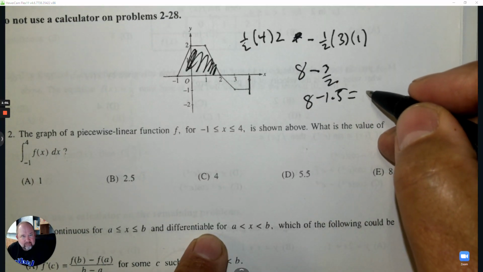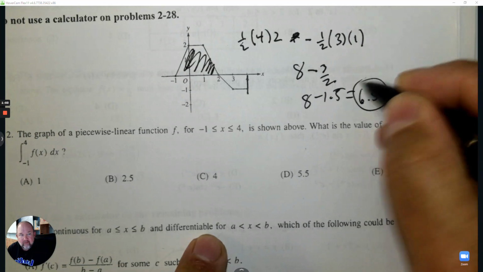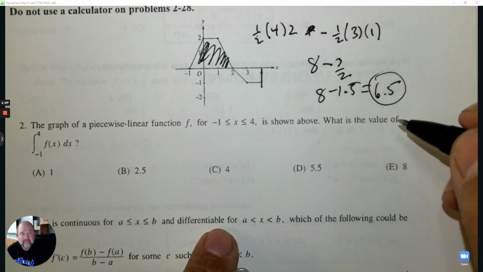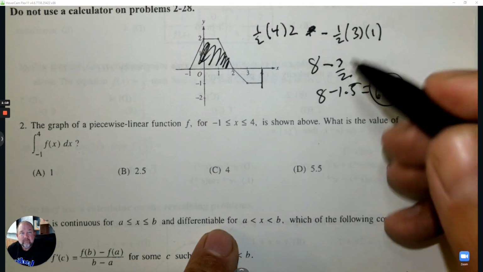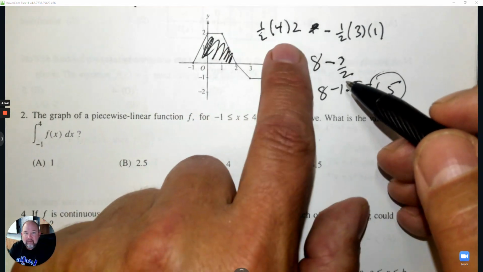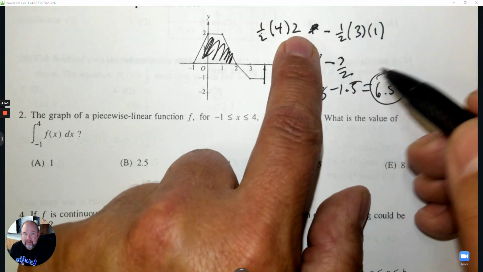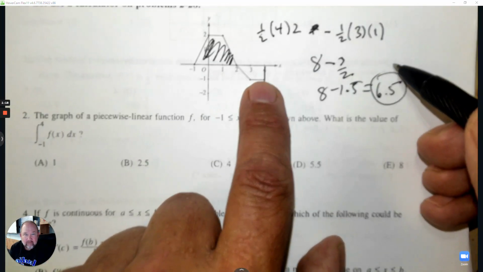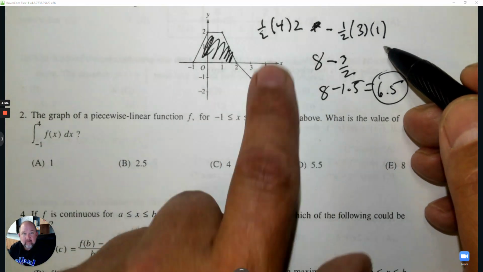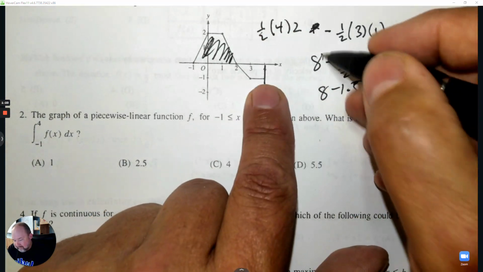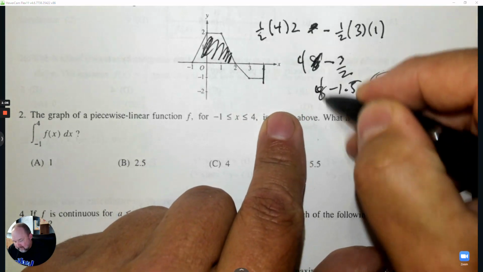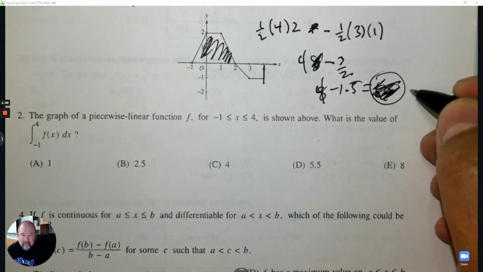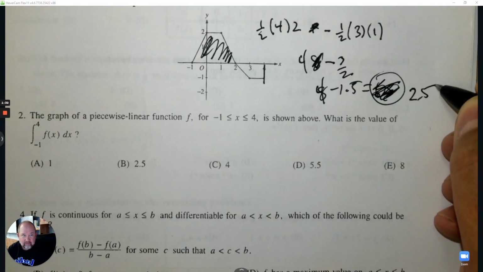So what is that? 6.5? That's what I get. No! What happened? Let's try it again. So half the bases times the height, I like that one, minus the bases are 2 and 1, and the height is 1. Oh, well, half of 8 is not 8. Silly. It's 4. And then 4 take away 1.5 is 2.5. Well, that answer is there.